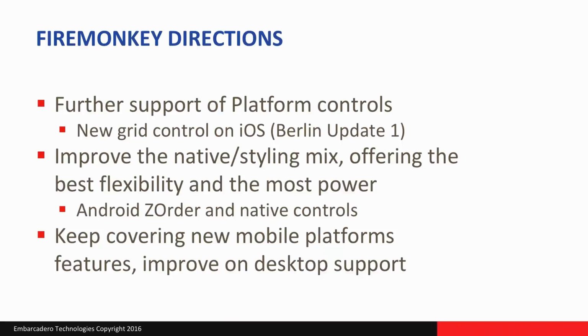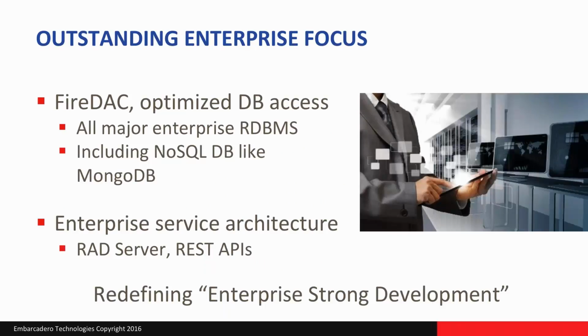So the direction we're taking this is further support of platform controls. So in Berlin Update 1, for example, we had a new grid control on iOS, and I believe that was native on iOS as well. And we want to improve the native and styling mix to offer the best flexibility and the most power. And Android Z-Order and native controls are on our roadmap. So we want to keep covering the new features that mobile platforms are offering as they come out with new versions of each operating system, and also improve our desktop support.